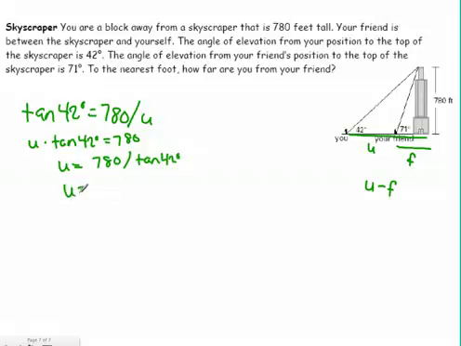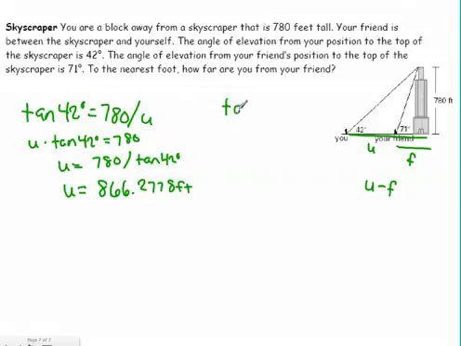I throw that in the calculator. Luckily, I have a calculator. This is 866.2778 feet. That's how far you are from the skyscraper. You're actually further away from the skyscraper. Like if the skyscraper was to fall down on you, it would actually miss you by about 80 feet. So you could even fit a movie screen in between you and the skyscraper that just fell down.